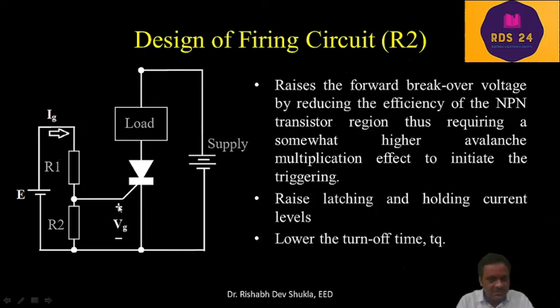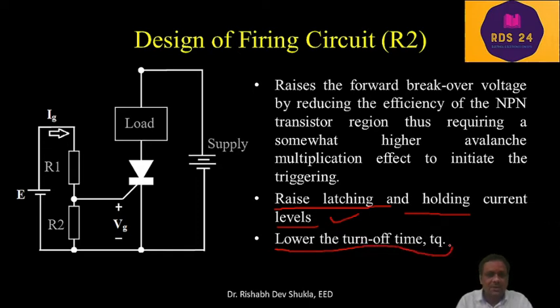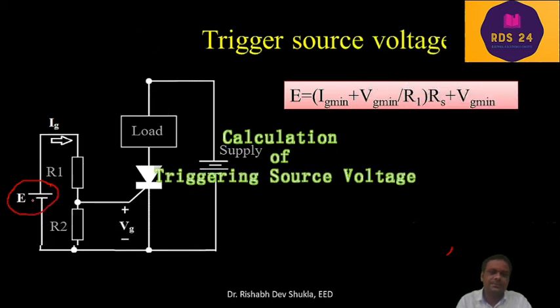But it has a drawback. That means it will increase the value of latching current and the corresponding holding current. This is a drawback. When we are using this R2, it will give a rise in latching and holding current levels. Also, it lowers the turn off time. It will reduce the turn off time TQ.